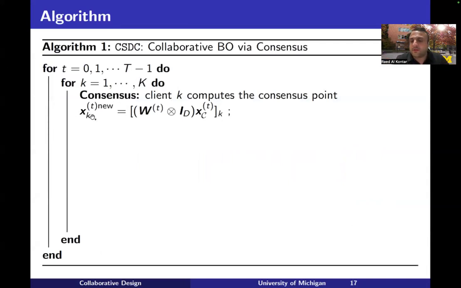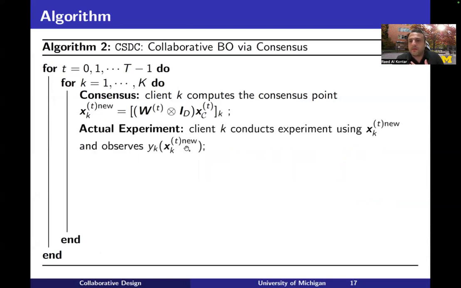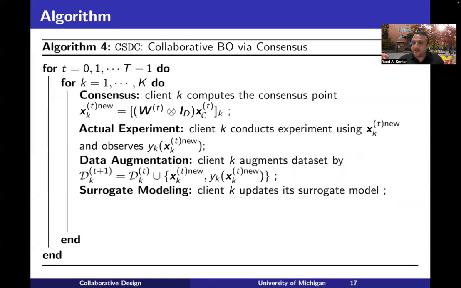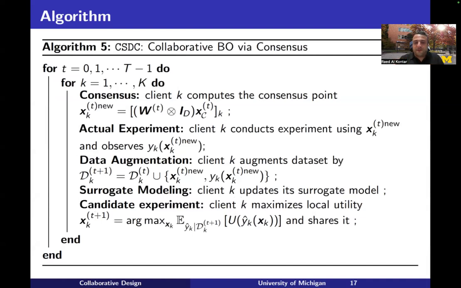Every client will do their experiment here after the consensus operation. They observe the response. They observe the taste of the cake. They have a new data point. They augment their data set, fit the Gaussian process or whatever posterior belief you want, find their local solution, their candidate local solution, and send it to a central server or send it to each other. Then we do the consensus operation, we do the actual experiment and repeat it.